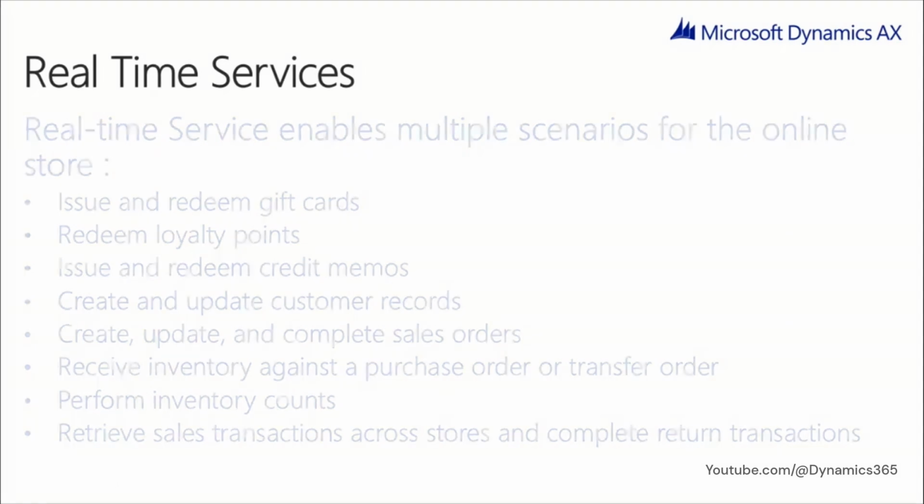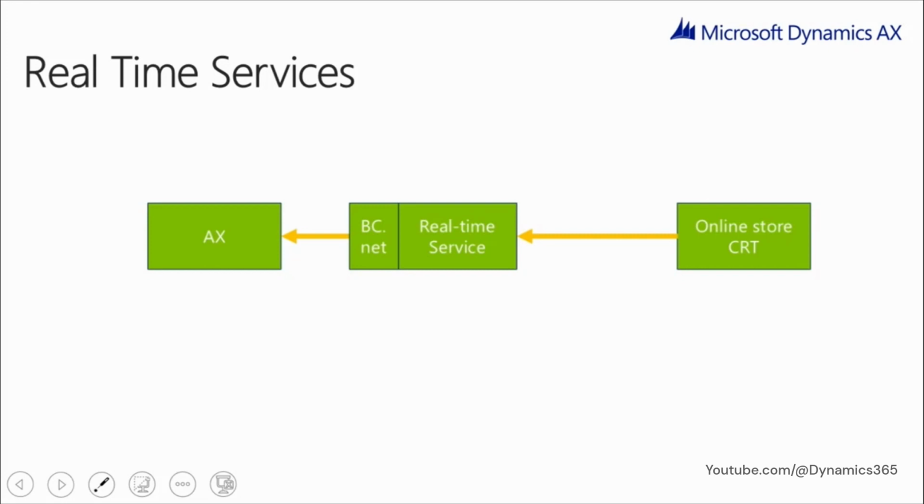So moving on to know about what exactly a real-time service is, there is a real-time service which sits as a BC connector between the online store, which is the CRT, and connects to the AX. When you install the real-time service, the retail salt utility and .NET Business Connector get installed. The retail salt utility provides additional encryption for the passwords and credentials that are associated with the retail system. Real-time uses .NET Business Connector to communicate with Microsoft Dynamics AX.